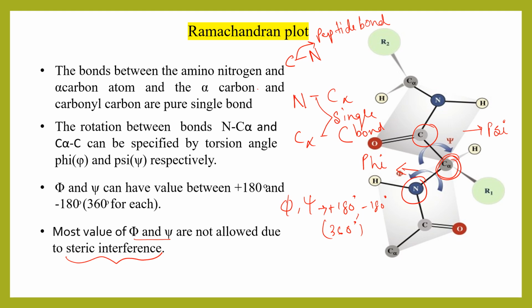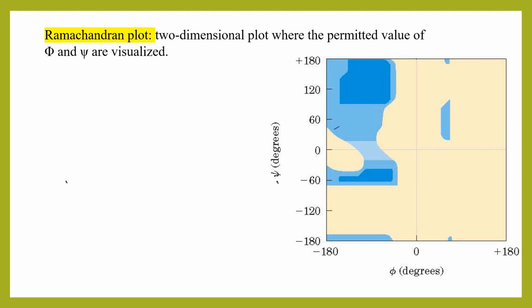So you see, when we place atoms in three-dimensional structure, we see that atoms take up space. Two atoms will not be able to take the same place at the same time, and there will be a clash between the atoms, and this physical clash between the atoms is known as steric interference. And because of this, most values of phi and psi are not allowed, and only a few values are allowed due to steric interference.